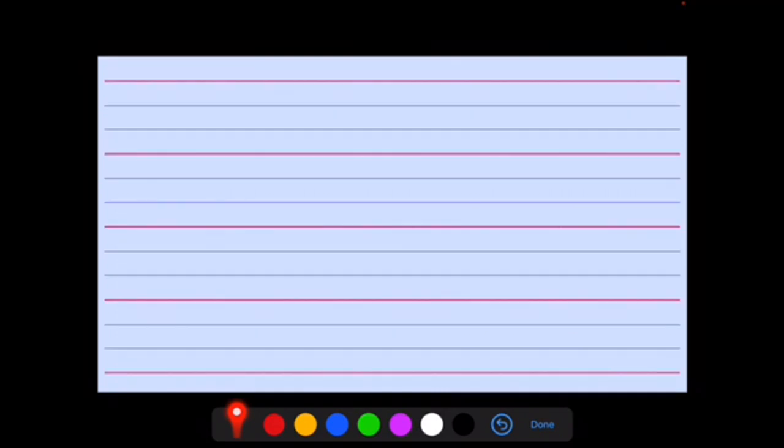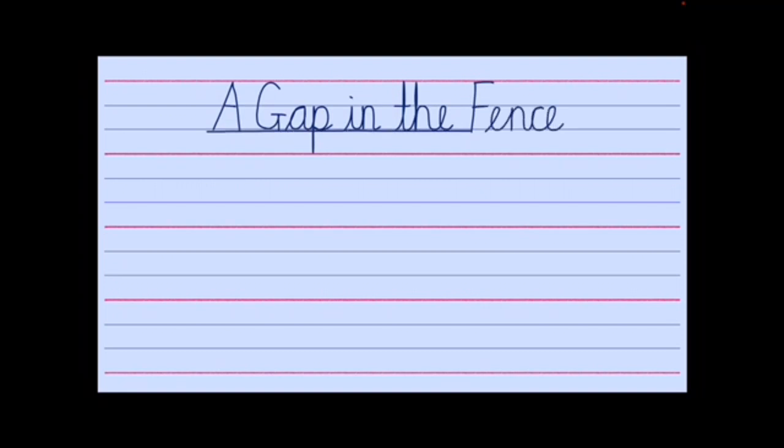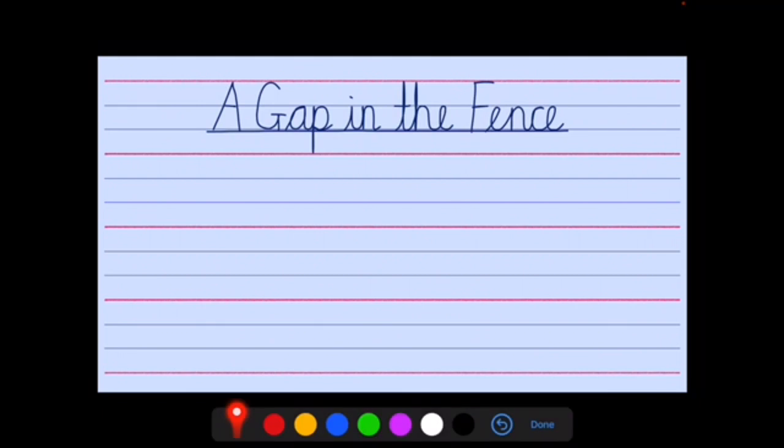Let's just write A gap in to begin with. The title, a capital letter. And for the word gap, because it's an important word in our heading. And then fence. Another capital for that important word. A gap in the fence. And we've underlined it.